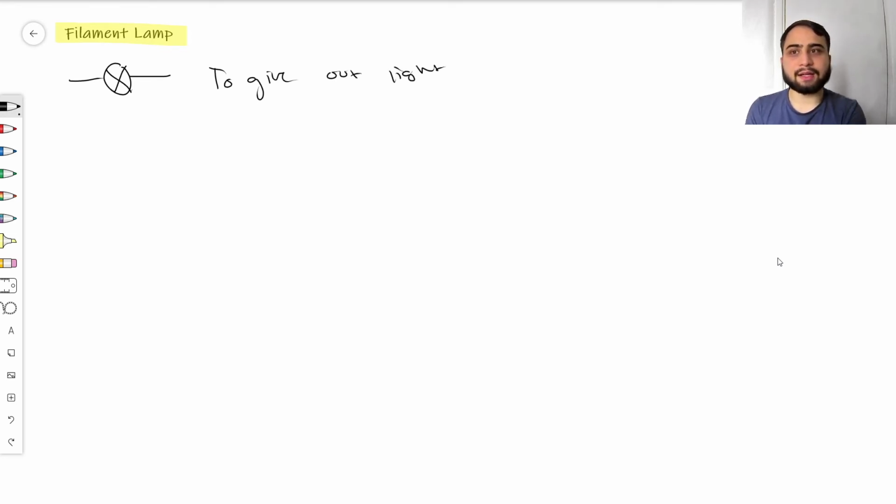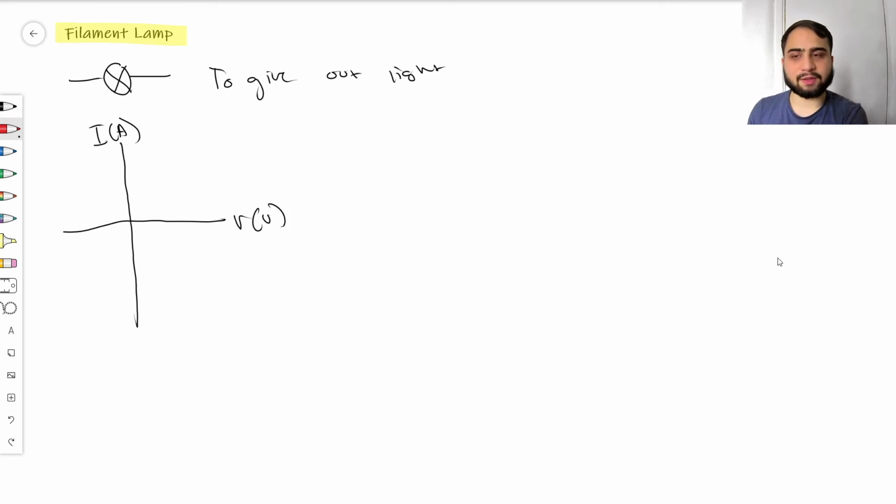Now, the filament lamps are very special at GCSE, because you need to understand their IV graph, which is quite different to all the other ones that we've seen so far. So we have I here, which is amps, and then we have V here, which is volts. Now, the shape of a filament lamp is S-shaped, like this. This shows you that the resistance of the filament lamp changes. Why does it change? Well, that's to do with the temperature of the actual filament inside the bulb itself.